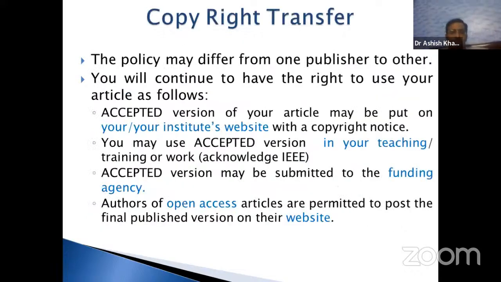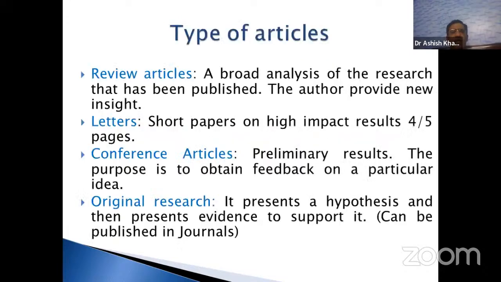So copyright transfer, and fabrication of data. Now, selecting the venue. First of all, we should understand the types of articles. Papers could be divided into four parts. One is the review articles, which are survey papers, and letters, which are short papers. Remember this thing, short papers. These are very important papers, and they are generally submitted to, for example, IEEE magazines. They have a very high impact factor, and these are very important also.